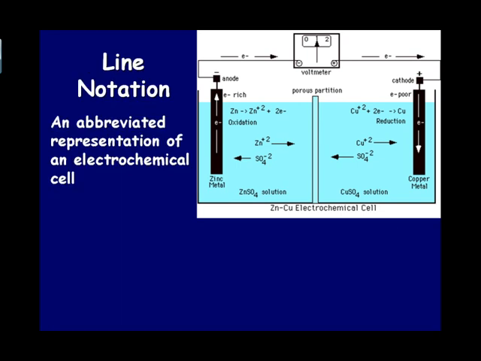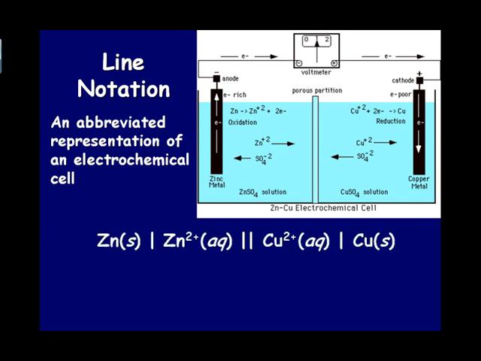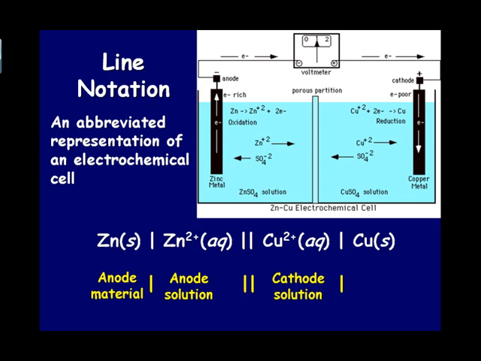Now, typically, when we describe a cell, we use something called line notation. Generally we put the anode material first, then the anode solution second, and then the cathode solution next, and then the cathode material. So whatever the anode is made out of goes first, then the anode solution, a double line usually to separate the two half cells, then the cathode solution, and then the cathode material. This is how you would denote or label the copper-zinc electrochemical cell seen above.